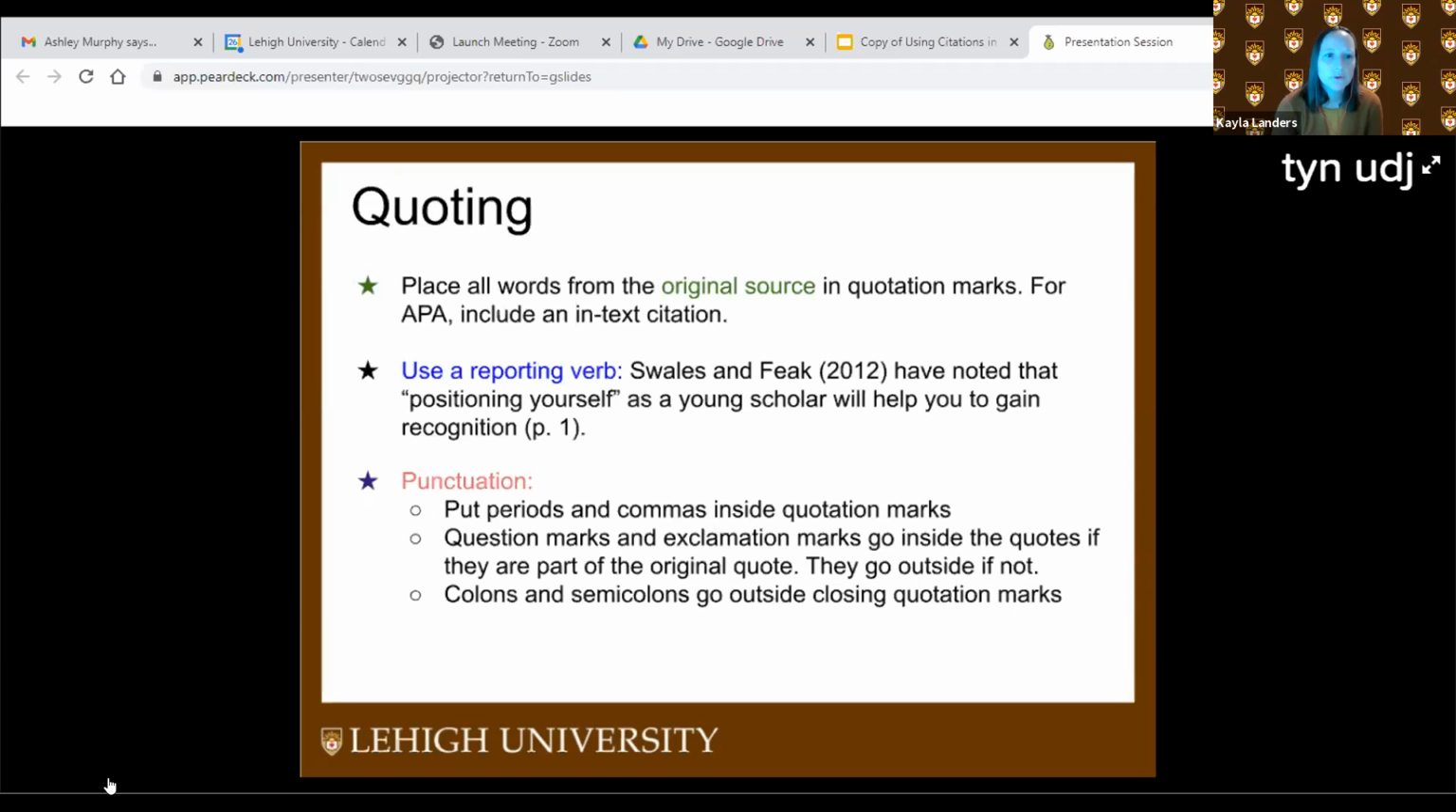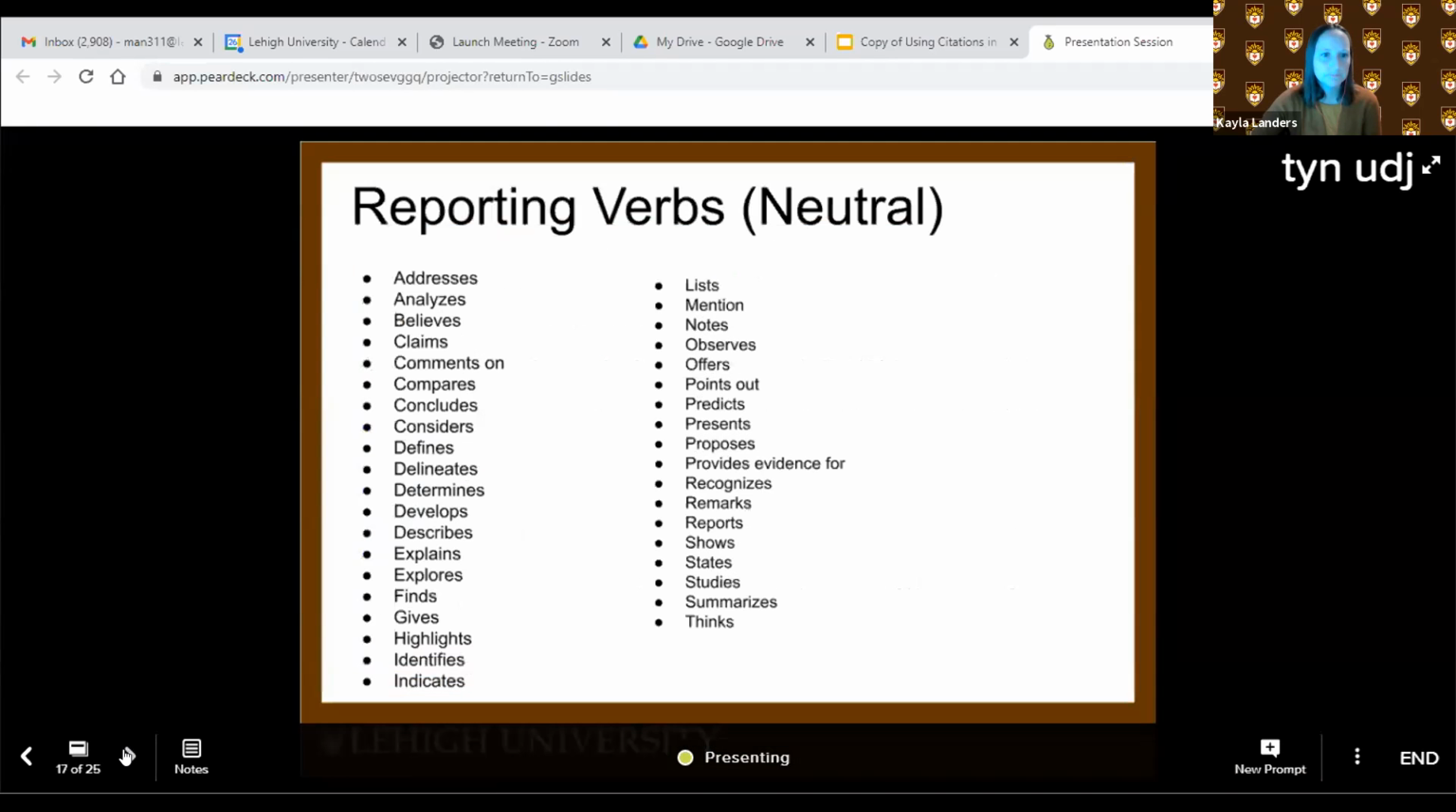So here, and they're using a reporting verb in the blue, we see Swales and Feak, 2012 have noted. That's the reporting verb. It's giving us an idea of what kind of information you're going to give. And punctuation, we're going to talk about that more specifically in a couple slides. So we're going to go ahead and skip to the next one about reporting verbs.